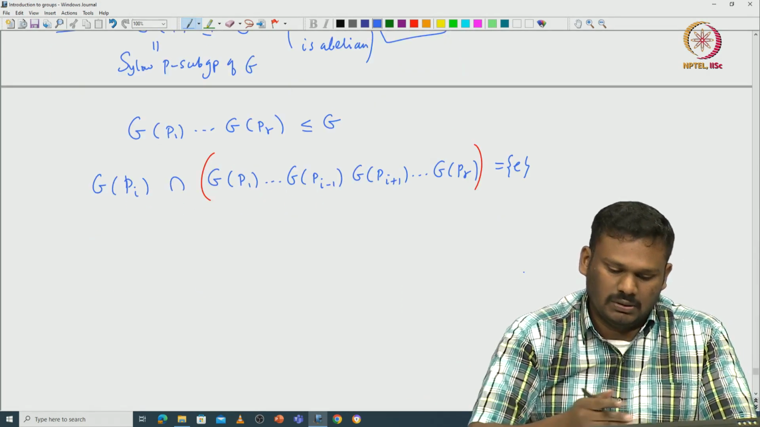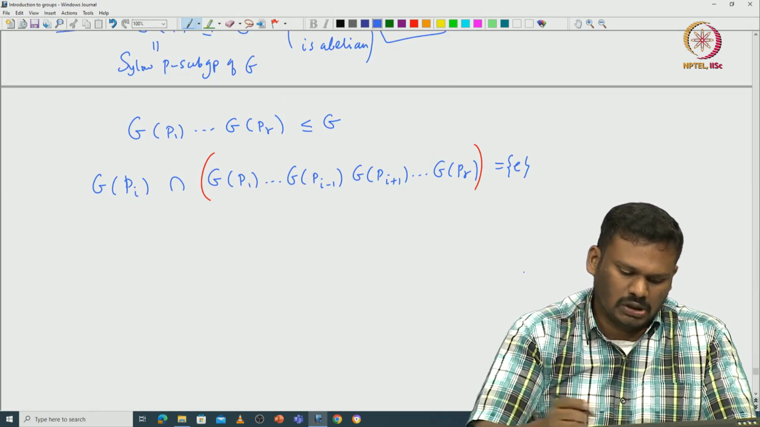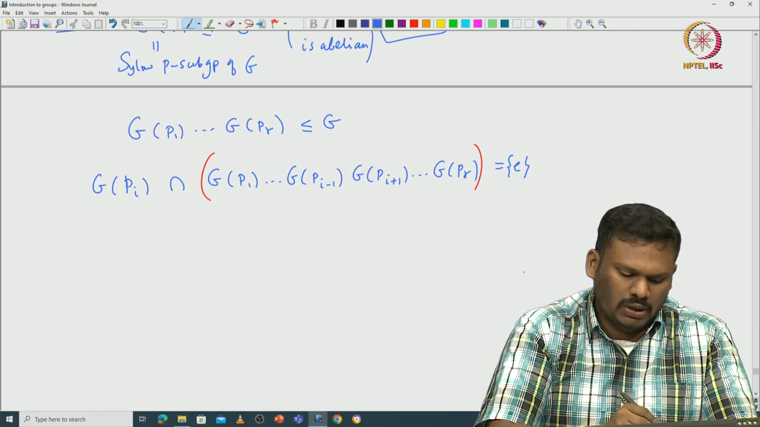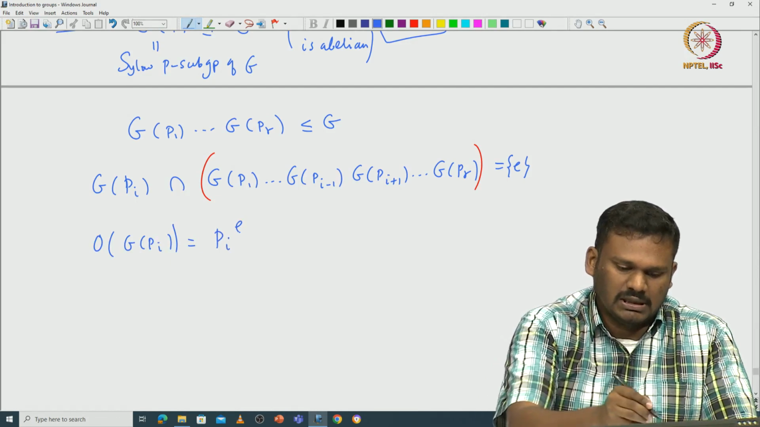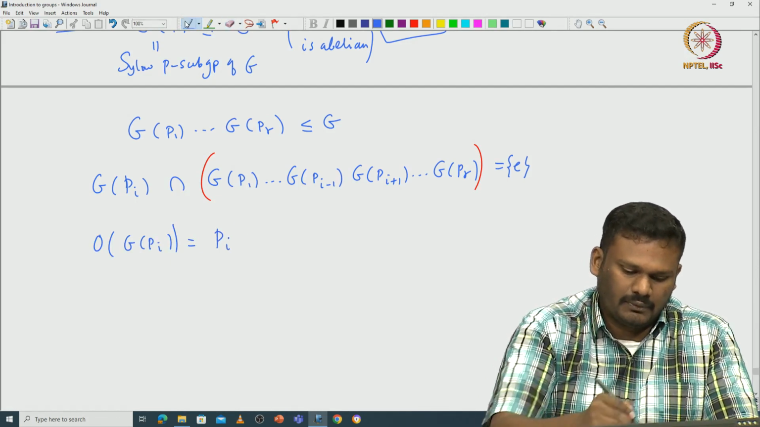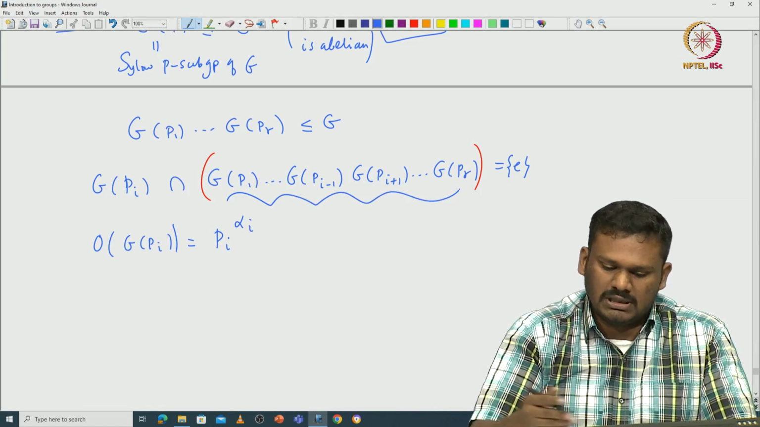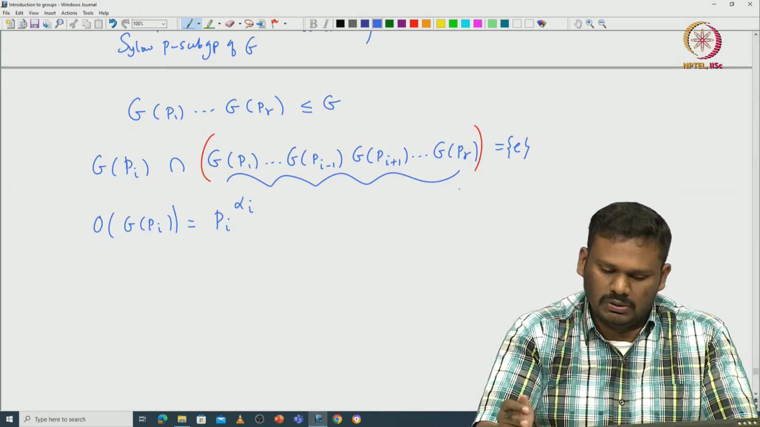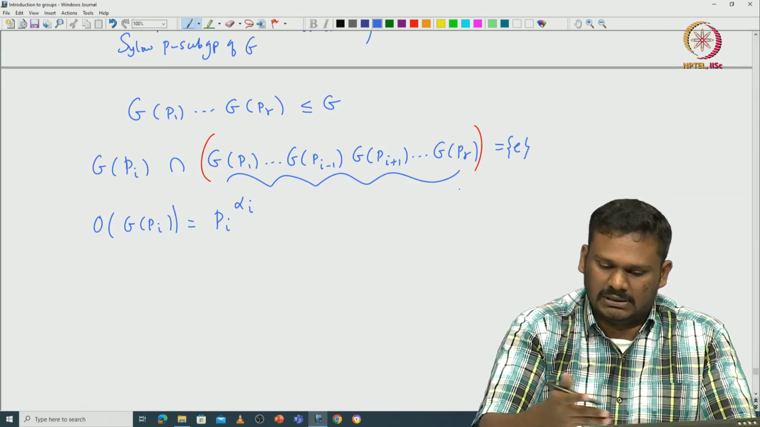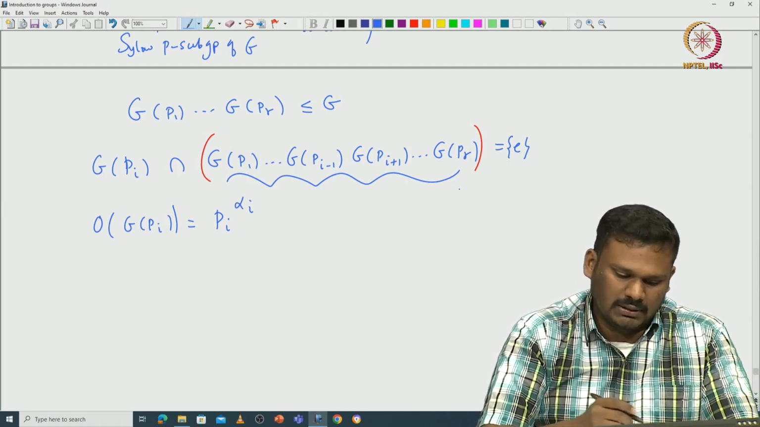So, what is the meaning of that? That means there is no common element other than identity between these two groups. So, how can one see this? Note that the order of G of Pi is Pi power alpha i, and what will be the order of this group? Whatever it is, it is going to be the product of those such groups. For example, by induction you can assume that the order must be the product of the orders.